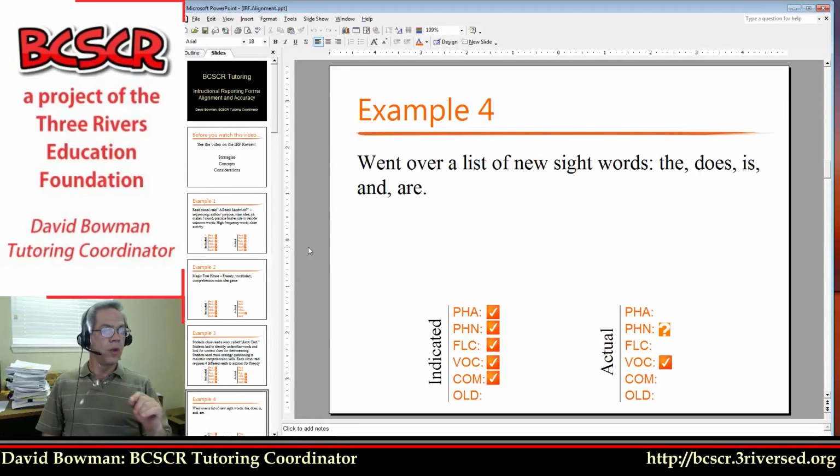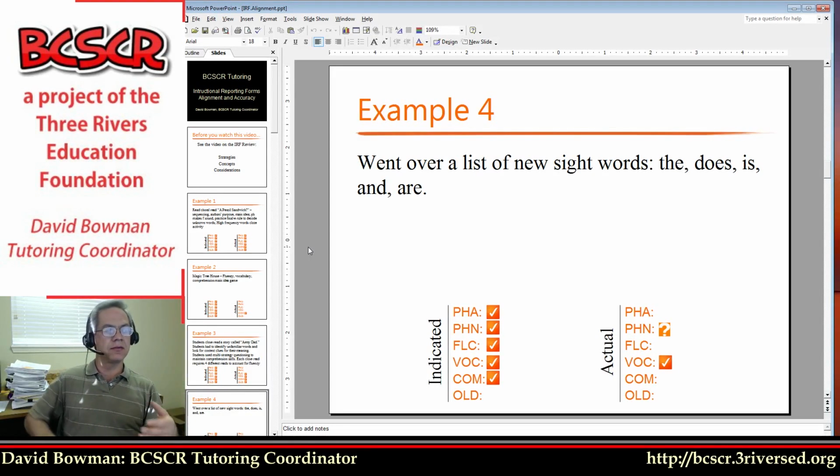Example 4. Went over a list of new sight words. The, does, is, and are. The tutor indicates that phonemic awareness, phonics, fluency, vocabulary, and comprehension were all addressed, and yet this is the entire description of the session. I don't see any activities. I don't see how we would get from this to most of those areas. Now, I can give it a pass for vocabulary because we're looking at new sight words, so we have to talk about those words perhaps.